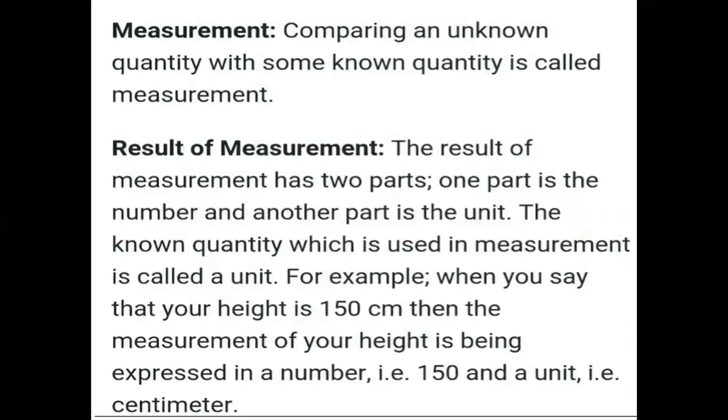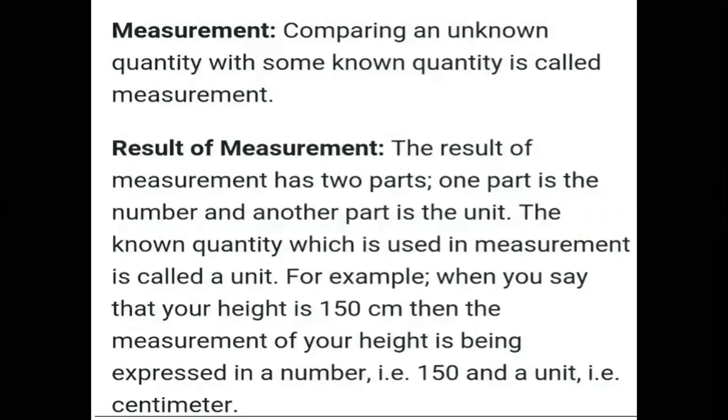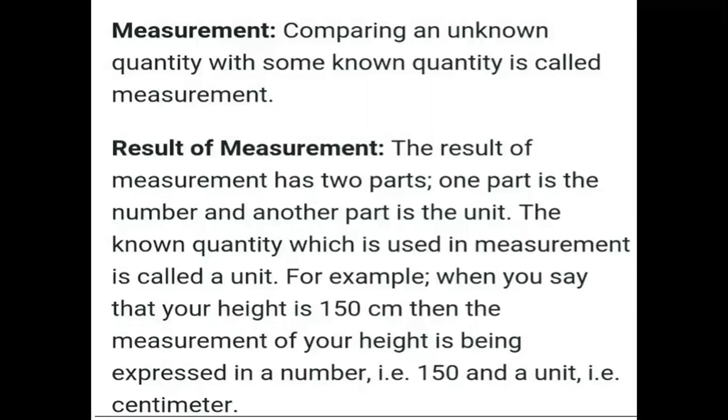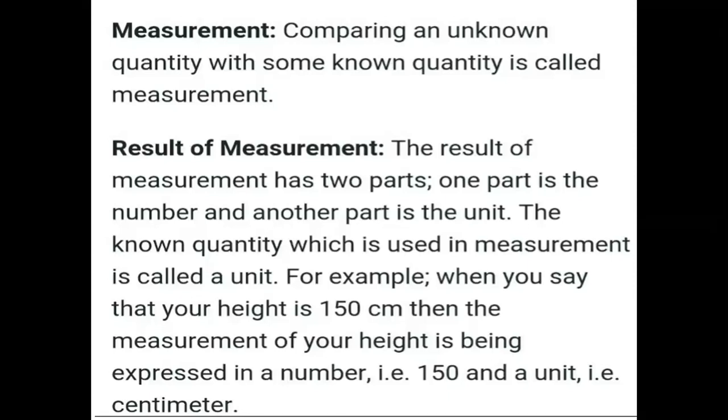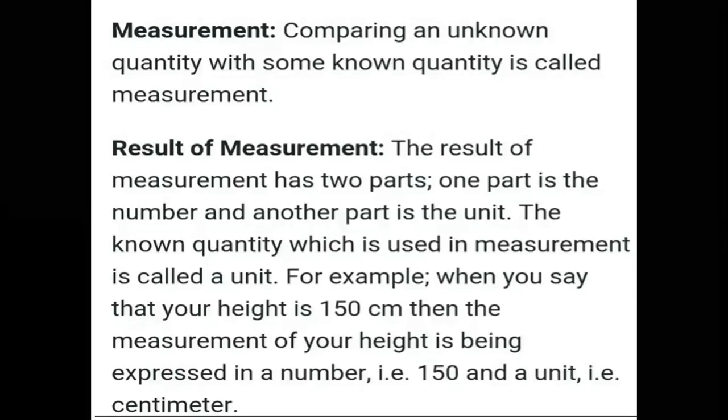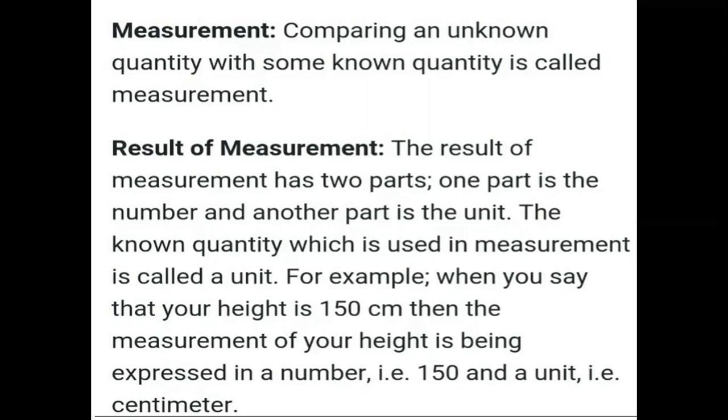Or simply we can say comparing an unknown quantity with some known quantity is called measurement. So when we measure, there are two parts, one part is the number and another part is a unit. Like if we talk about length, that is 2 meters. 2 is the number, and m is the unit. So the known quantity which is used in measurement is called a unit. For example, when we say height is 150 centimeter, then the measurement of your height is being expressed as a number that is 150 and a unit that is centimeter.